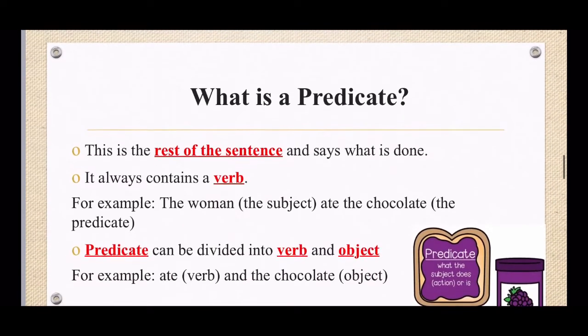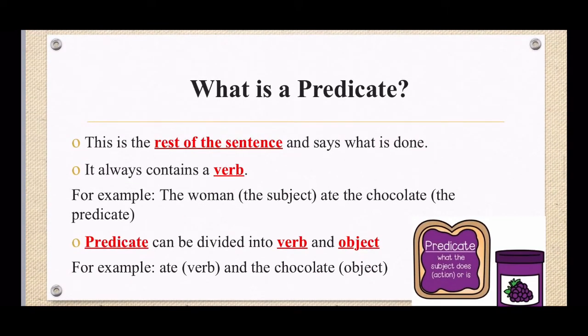Okay. So, what is a predicate? This is the rest of the sentence and says what is done. A predicate always contains a verb. So, for example, the woman, which we know is the subject of the sentence, she ate the chocolate. And the chocolate is the predicate because it's the rest of the sentence. And it says what is being done. So the woman is eating the chocolate. It's an action. We know verb is an action. So it's what she is doing.